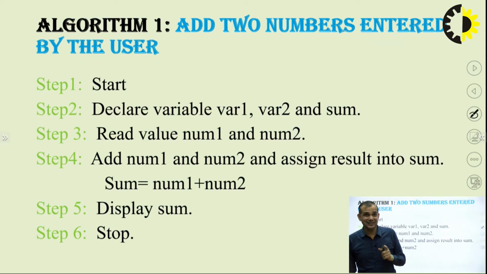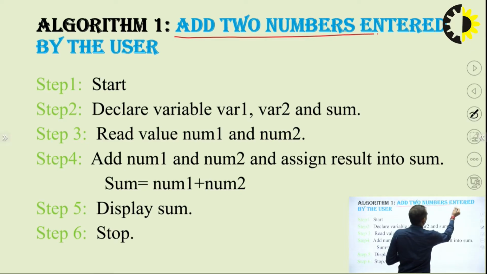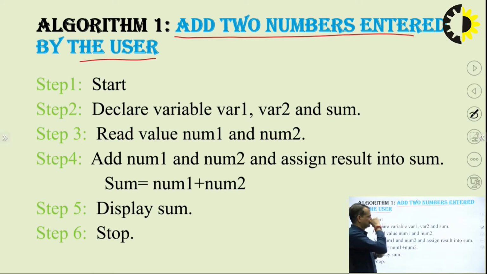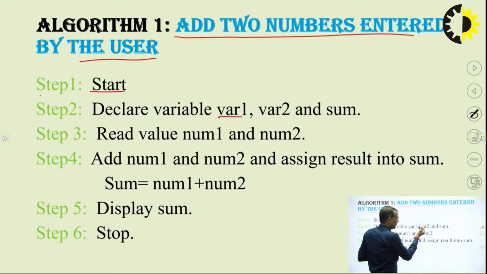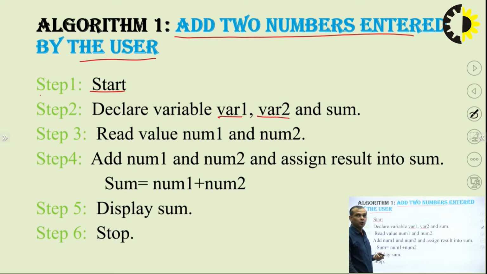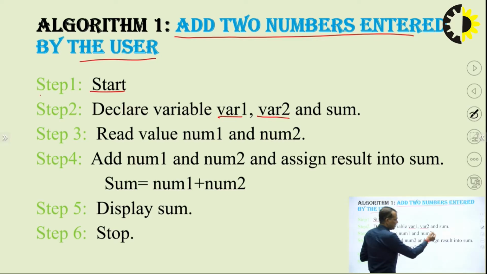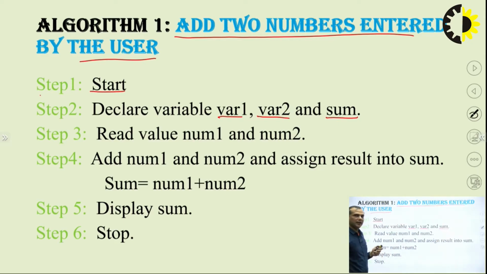Algorithm: firstly, when we write an algorithm, it should be independent of the programming language. Suppose we take a problem where we have to add two numbers entered by the user. Step number 1, we start. Second, we declare what we need: two numbers, variable 1 and variable 2. And third, we need the sum of these two numbers, so we declare another variable, sum.